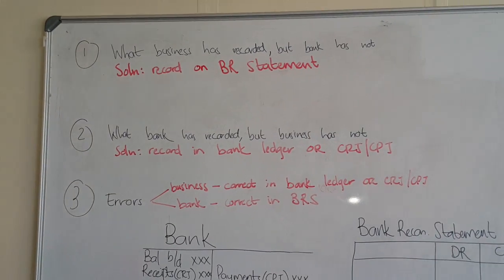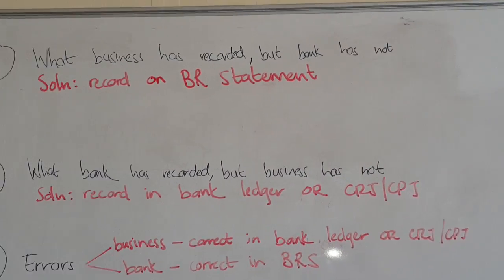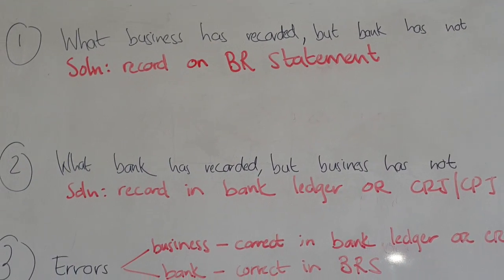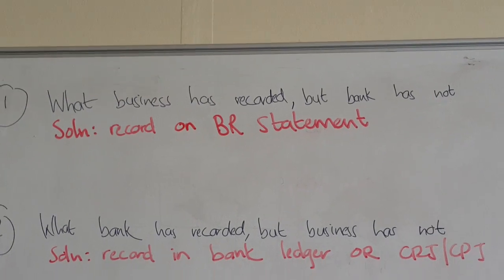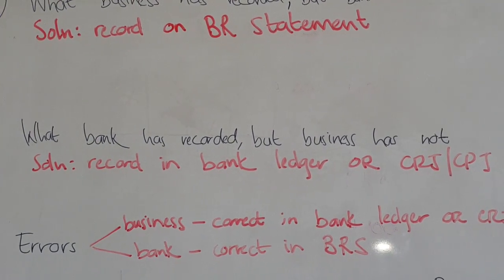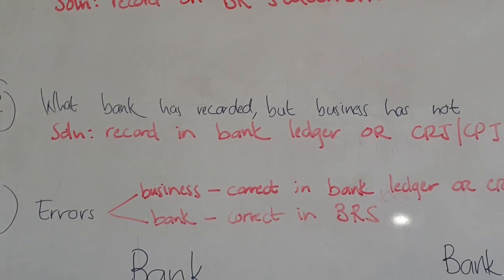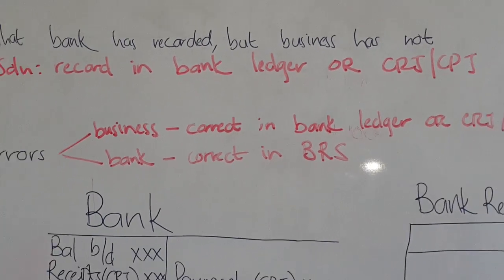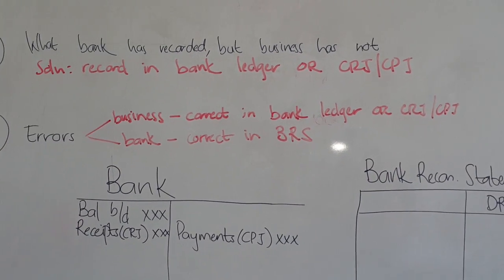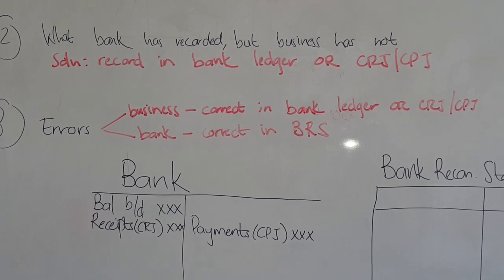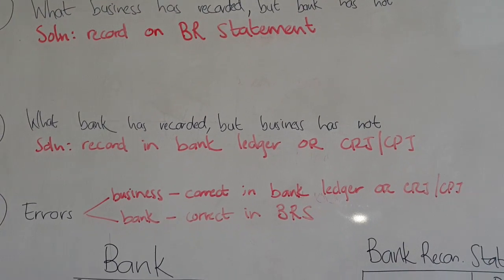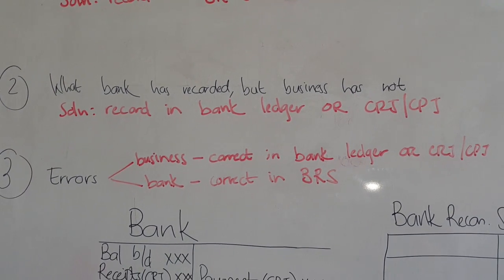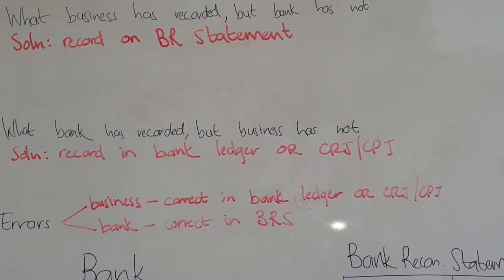In red, you'll notice the solution to each of those problems. So by number one, with the things that the business has recorded but not the bank, the solution is to record it on the bank reconciliation statement. By number two, things which the bank has recorded but the business has not, the solution is recorded in the bank ledger or the CRJ or CPJ. And number three, by errors, there are two cases. Either the business has made the error or the bank has made the error. If the business has made the error, then it needs to be corrected in the bank ledger or the CRJ or CPJ. And if the bank has made the error, it must be corrected in the bank reconciliation statement.